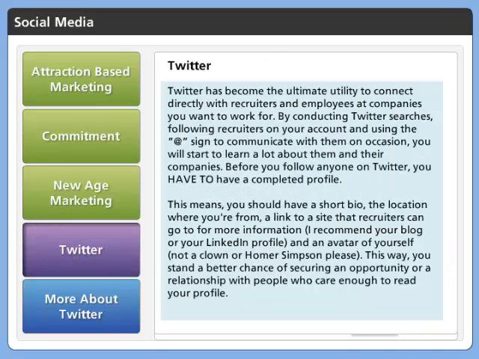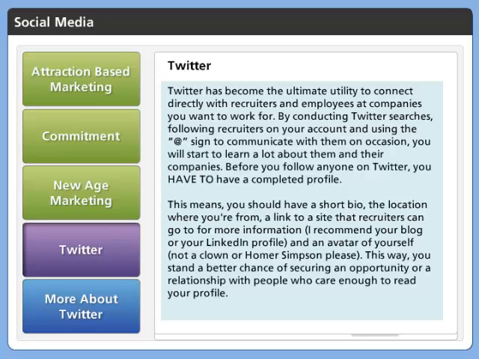Twitter. Twitter has become the ultimate utility to connect directly with recruiters and employees at companies you want to work for. By conducting Twitter searches, following recruiters on your account, and using the hash sign to communicate with them on occasion, you will start to learn a lot about them and their companies.